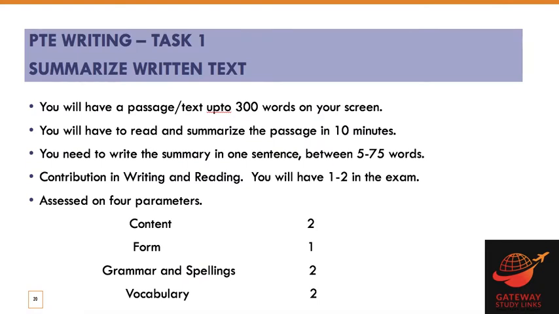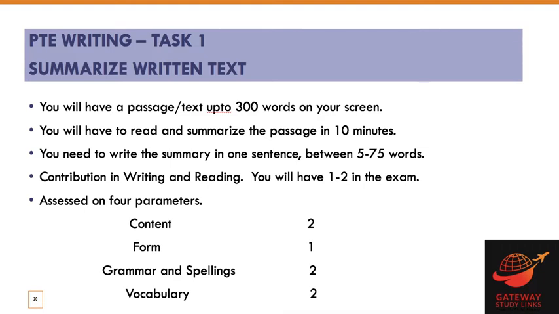PTE Writing Task 1, Summarize Written Text. So you will have a passage text up to 300 words on your screen. You will have to read and summarize the passage in 10 minutes. You need to write the summary in one sentence between 5 to 75 words. Well, this is important. You need to write the summary in one sentence between 5 to 75 words. Contribution in writing and reading. You will have 1 to 2 in the exam.